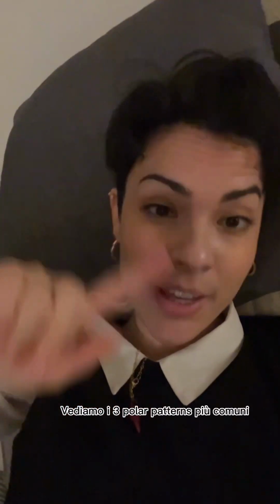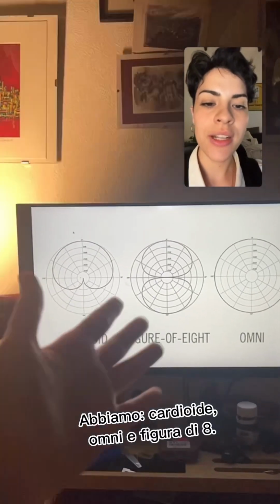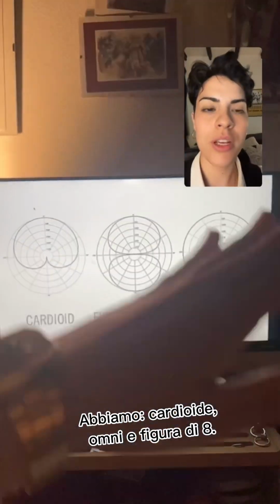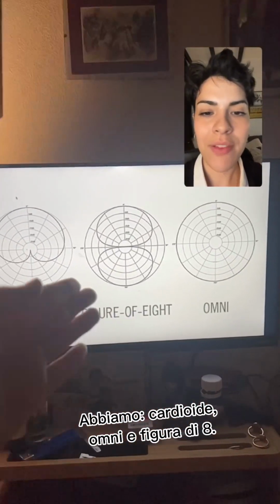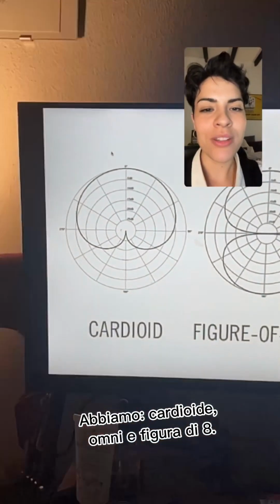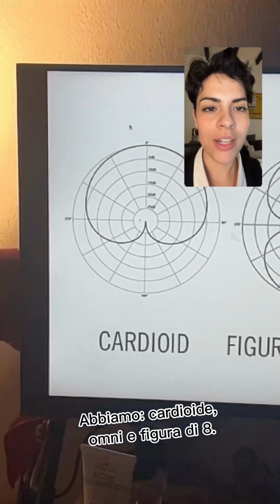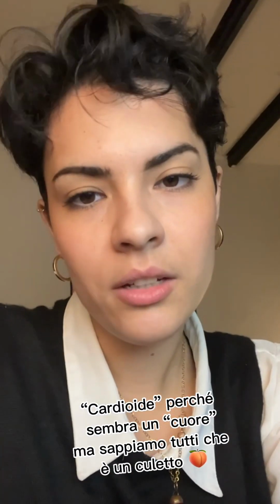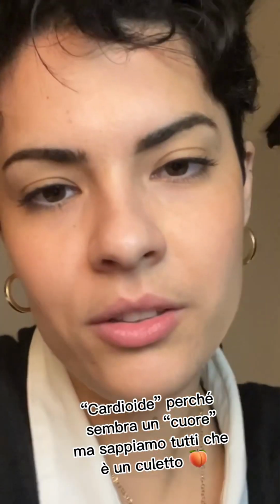Nice. Let's see the three most common polar patterns that we can find. So we have the cardioid, figure of 8, and omni. Omni 360 degrees, a figure of 8 because this kind of looks like an 8, and cardioid because it looks like a heart. Yeah, sure. We can all agree it looks like a butt. It's a butt.